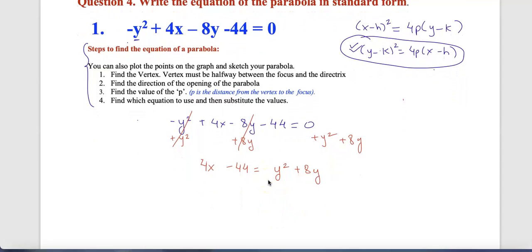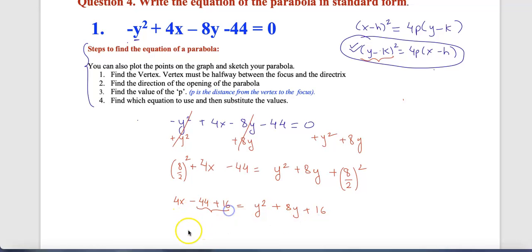Alright, so after this I can see over here this is a perfect square. How can I make it a perfect square? I will take my middle term, which is my 8, divide this by 2 and take the square. When I do this, I need to do the same step over here also, because this is my equation and I have to balance the equation. So next step will be 4x minus 44 plus this 16. 8 divided by 2 is 4, that's your 16, plus 16. This is your y square plus 8y plus 16.